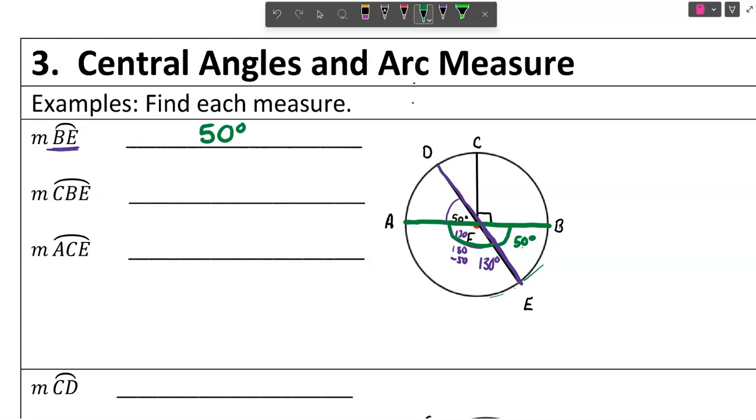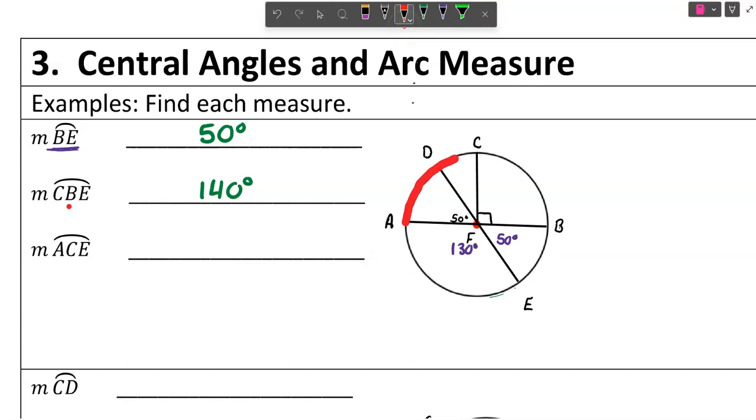So that's 50 degrees. Okay, the next one they're asking us to look for is CBE, so C to B to E. Since we know this is 50 and we know this right here is listed as 90, all I have to do is add those two together, and that tells me the arc would equal 140 degrees. So let's clear out all this work we've done. I'm going to go back and fill in the answers we've gotten so far. This was 130, and this was 50. The last thing they're asking us for is arc ACE.